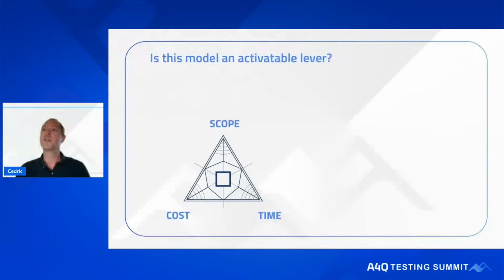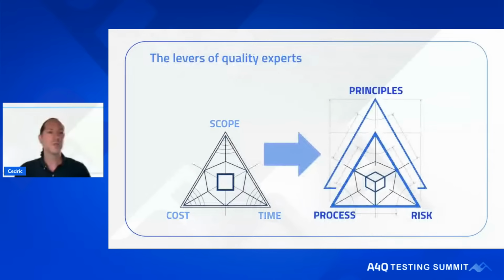And that's the game of today, to take that prism and to just flip it over. If you flip it over, you still get a triangle, but a triangle with different notions. And that's what we're going to play with today: the principles, the process, and the risk. If you have risk control, process control, or play with your principles, you can influence the quality of the product, even the quality of the processes. And that's the root of our business.